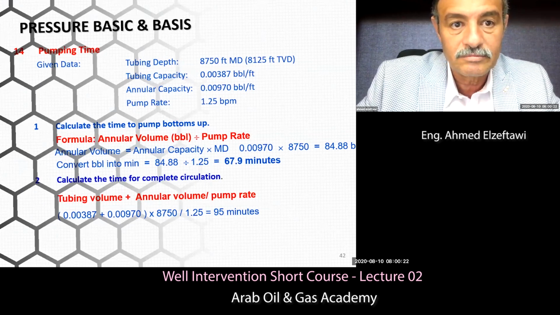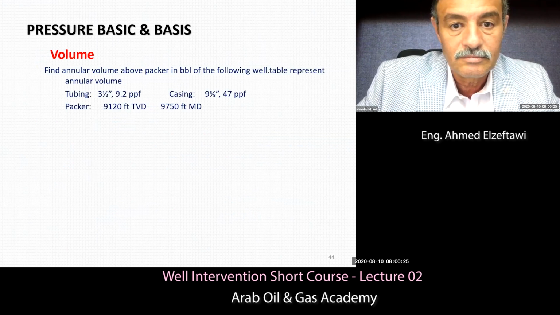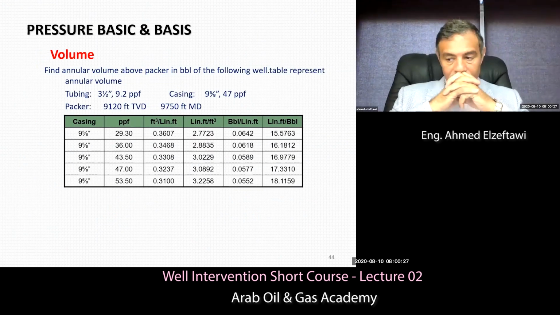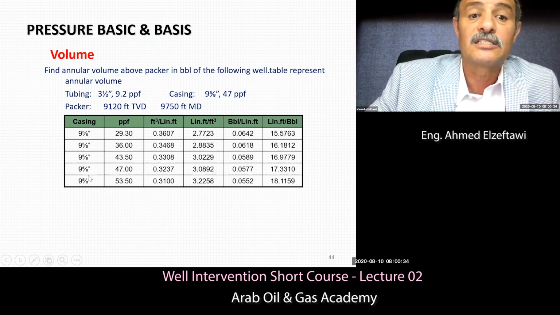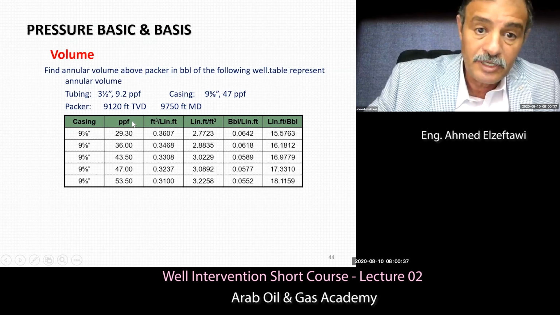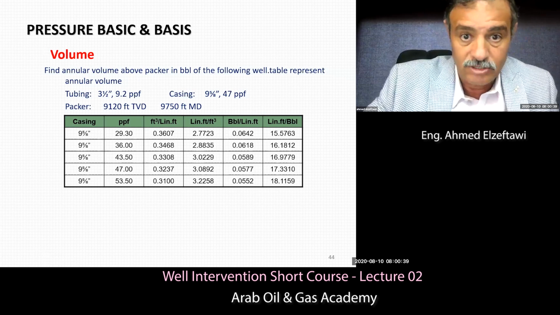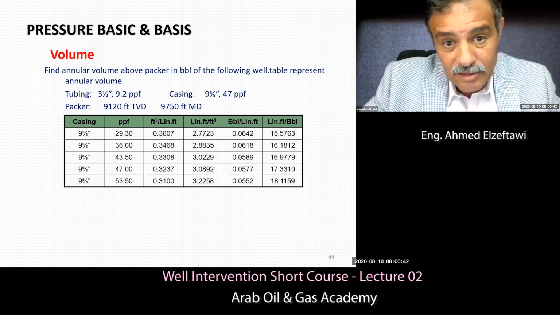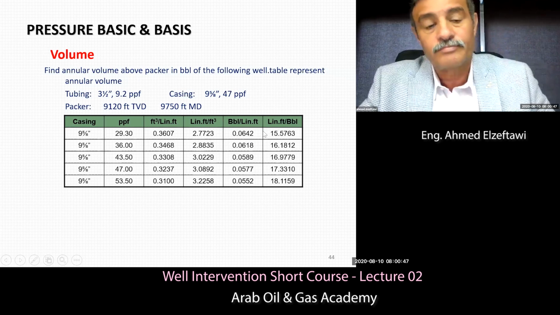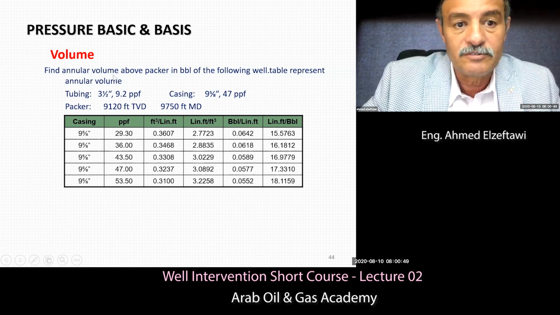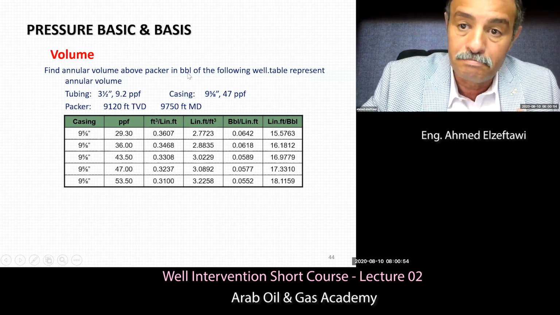Last example we'll have. You have a table. This table shows us the casing sizes, different casing sizes, different PPF, pound per foot, as you see. And the remaining four columns represent the volume. The question says, find the annular volume above the packer in barrels of the well.